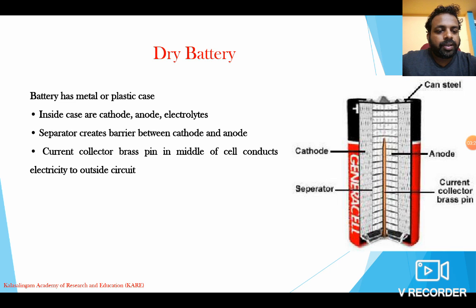Then in the middle of the battery we have a current collector. It helps to store the electrons during the process. Most of the dry batteries are non-rechargeable, so we can use them one time, and we cannot reuse these kinds of batteries.